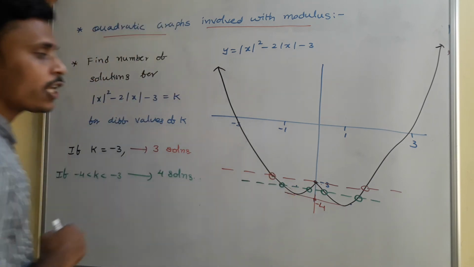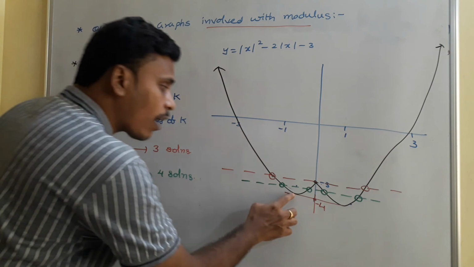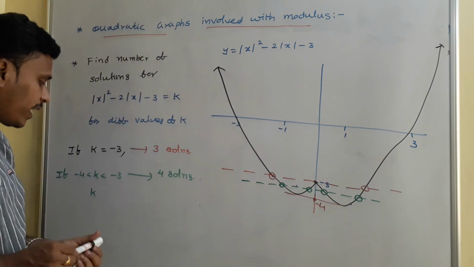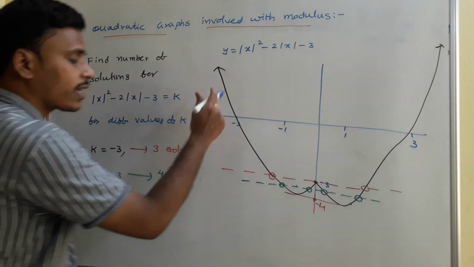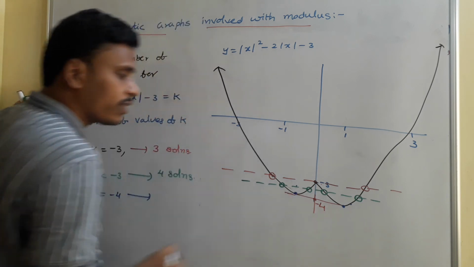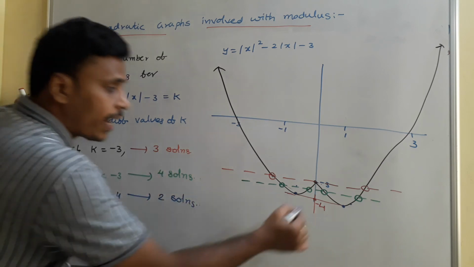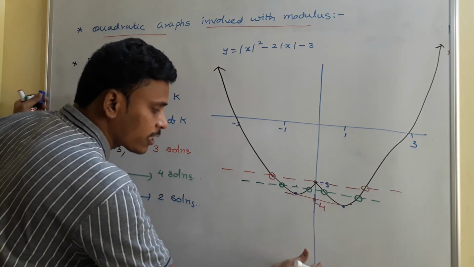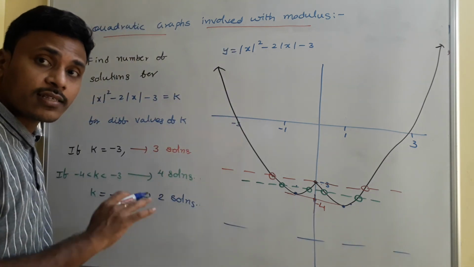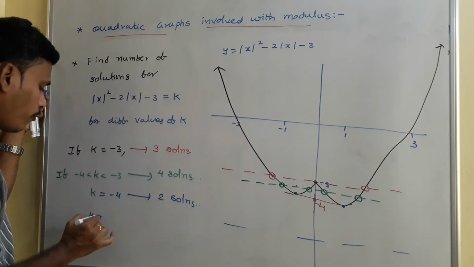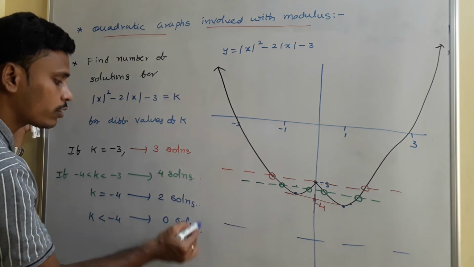At k is equal to minus 4, what will happen? At exactly k is equal to minus 4, the equation will have only 2 solutions, right? Because the line k is equal to minus 4 intersects the graph at only 2 points. And below this minus 4, anywhere, minus 5, minus 6, minus 7, if you draw any horizontal line, it never intersects the graph. So in those cases, this equation has no solution. If k is less than minus 4, the given problem has 0 solutions.